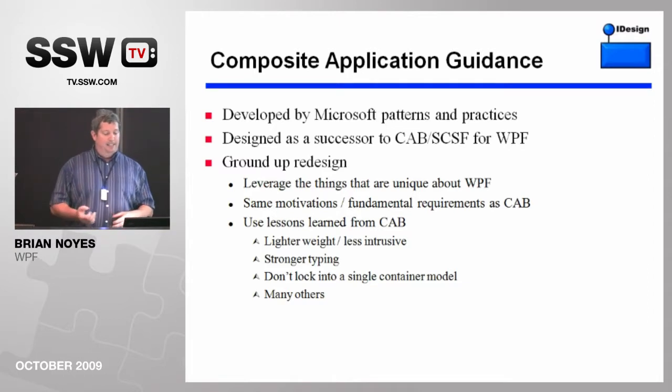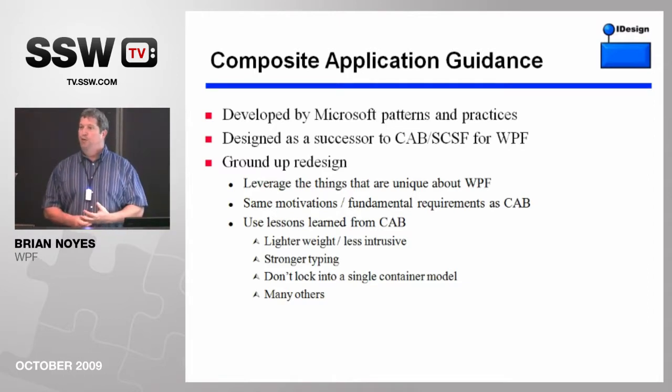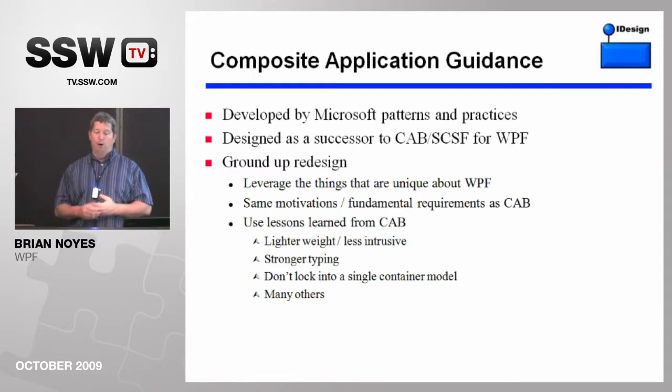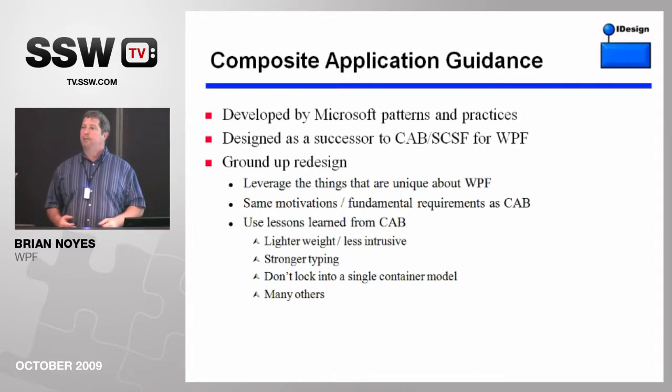CAB was a set of libraries for Windows Forms to do composites, basically, in that space. But it was something that was very all-pervasive within your application. You pretty much had to start from line 1 of code in your Windows Forms app as a CAB app, and everywhere you looked, you knew it was a CAB app.